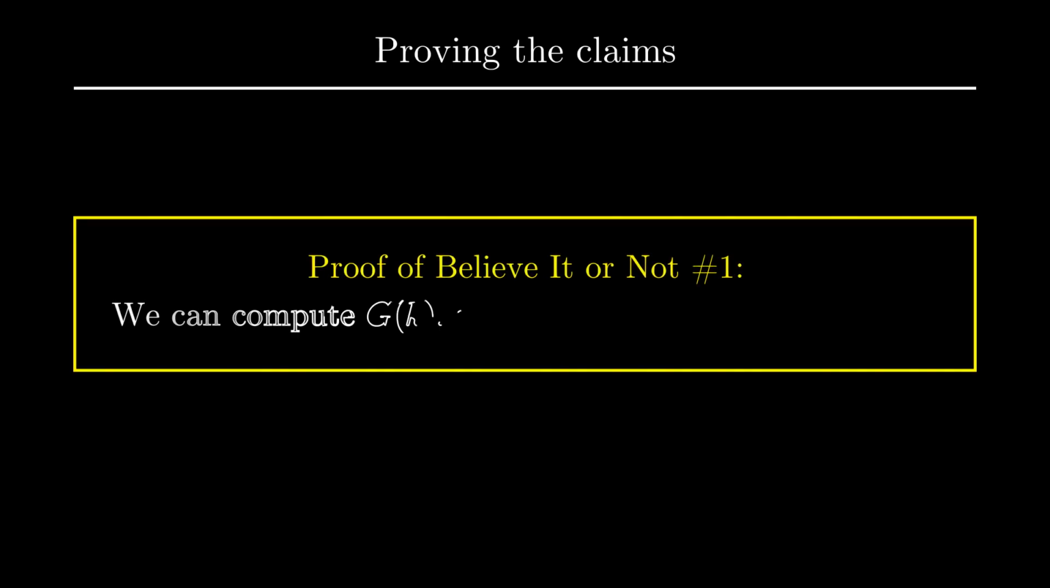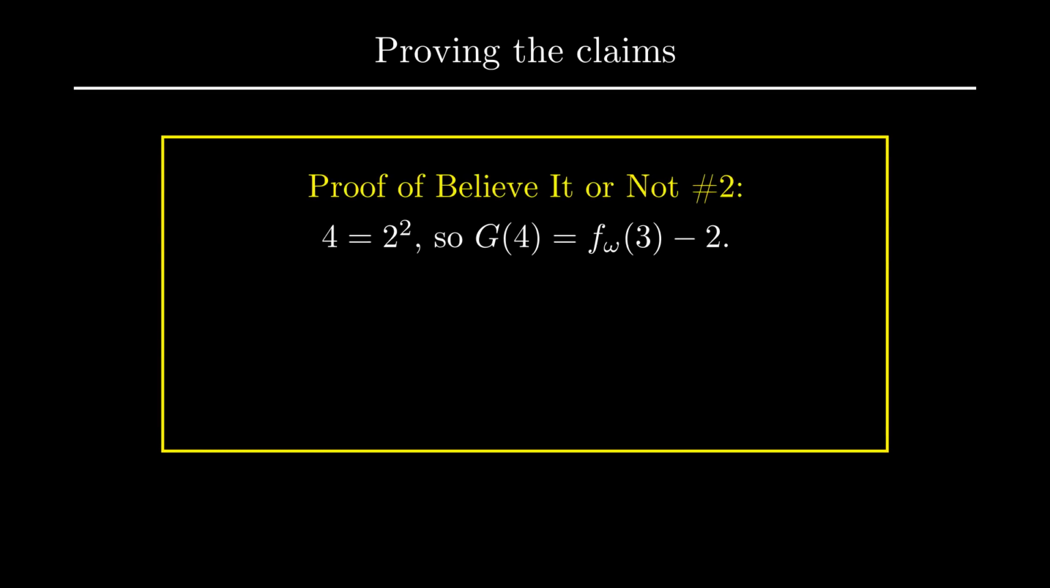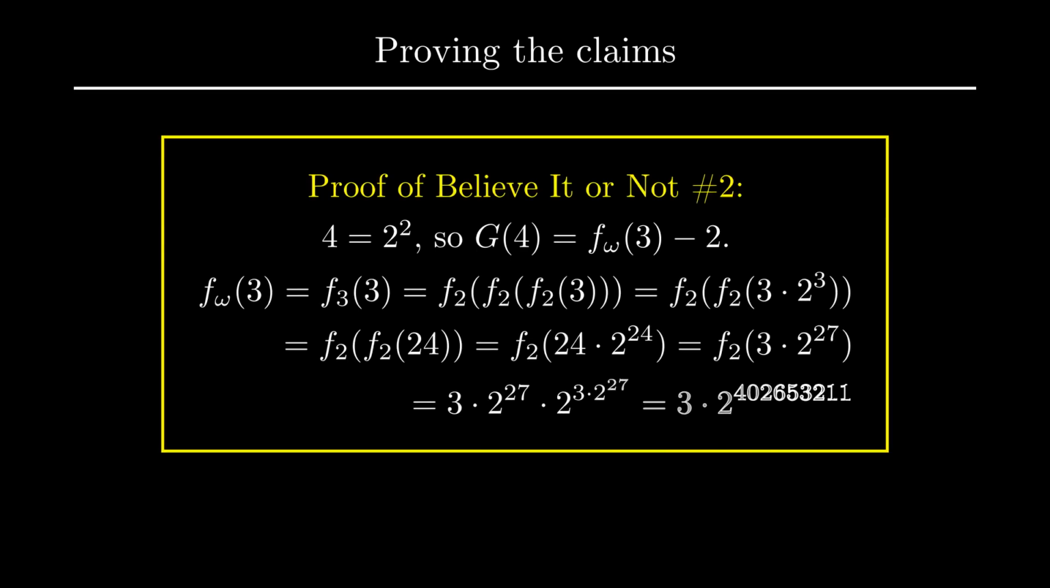Now let's use this to prove our claims. The first, believe it or not, said that each sequence reaches 0. We can actually compute when it reaches 0, so it definitely does reach 0. The second was about the length of the sequence starting at 4. 4 is 2 to the 2, so that is b to the b. So g of 4 would be f omega of 3 minus 2. I've shown the computation if you want to check it. I'm using the fact shown in the previous video that f2 of x is x times 2 to the x.